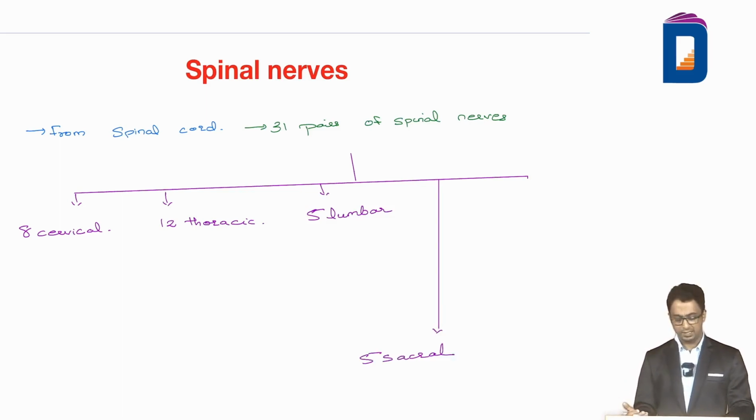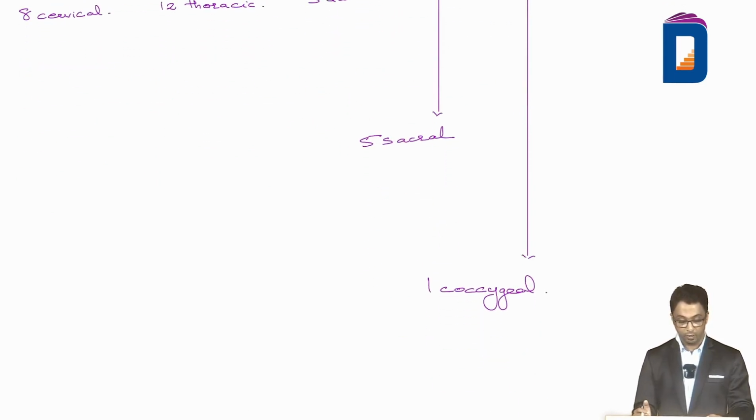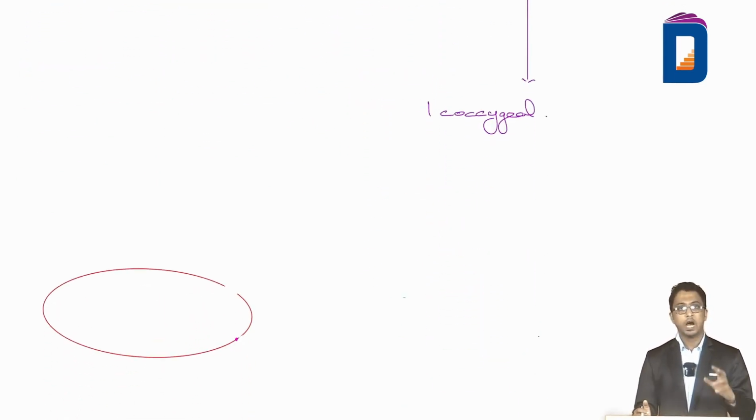You know this, it's very basic: 5 sacral and 1 coccygeal, isn't it? 1 coccygeal. Now, what you need to know is how the nerve is formed, how the cervical nerve is formed.